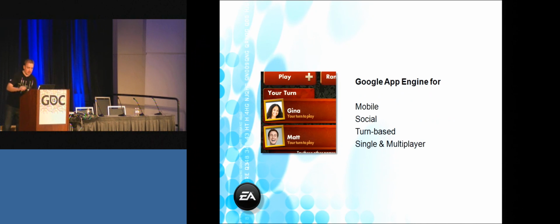At EA, we use App Engine to develop mobile connected games. They all have a pretty strong integration with social networks. Most of them are asynchronous turn-based games, so multiplayer games, but we also have single-player games.